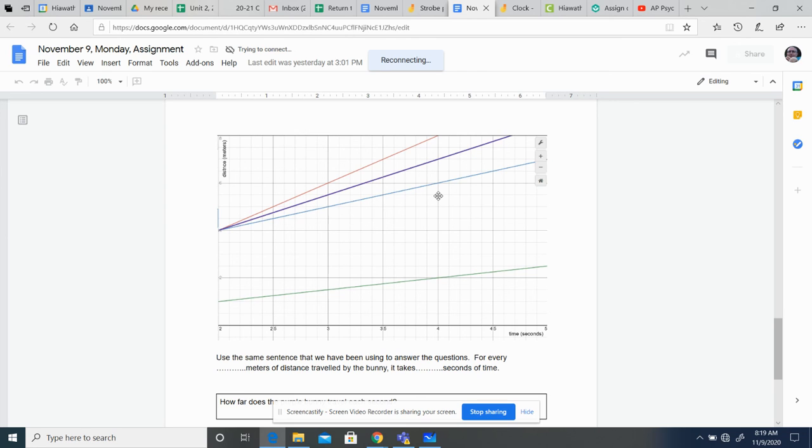Okay? Make sure that you don't think that the line tells you the second. It is the space that tells you the second. And in this case, the purple bunny is going 1.5 meters for every 1 second.